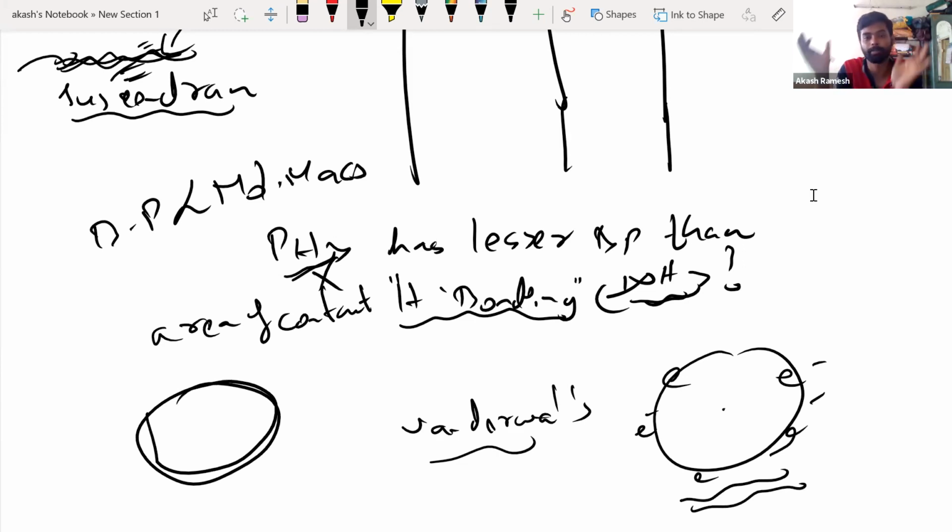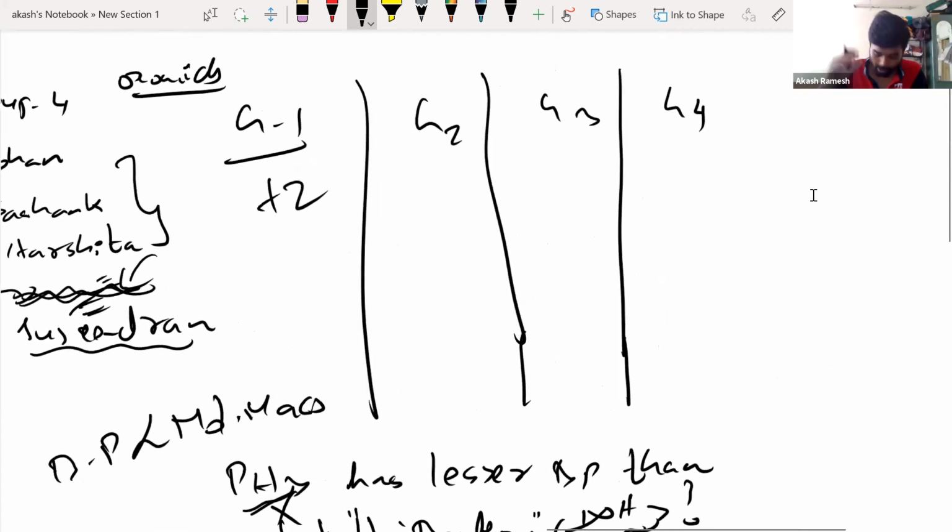Okay. Now, if the size is too big, that area of contact will be there, but it will not be an efficient area of contact. That's the reason why we say that the melting point generally decreases from arsenic to antimony and bismuth. Okay, sir. Right. Okay. So group 1 gets +2.